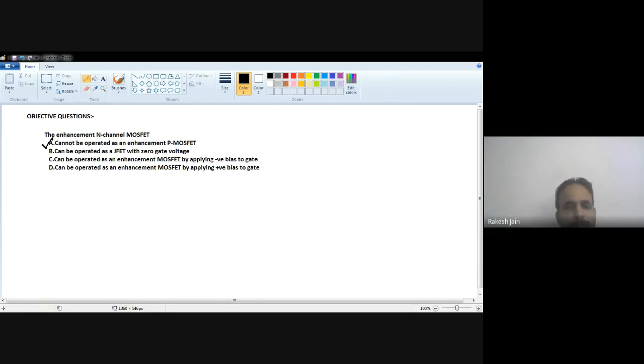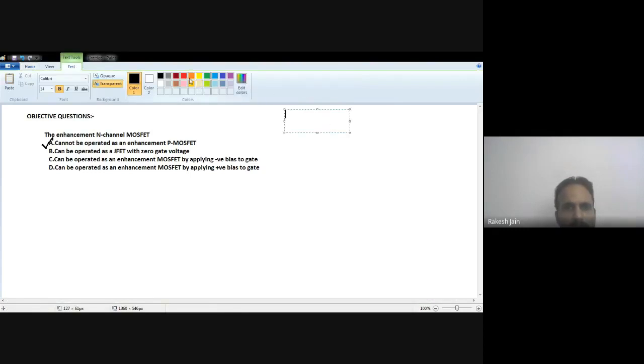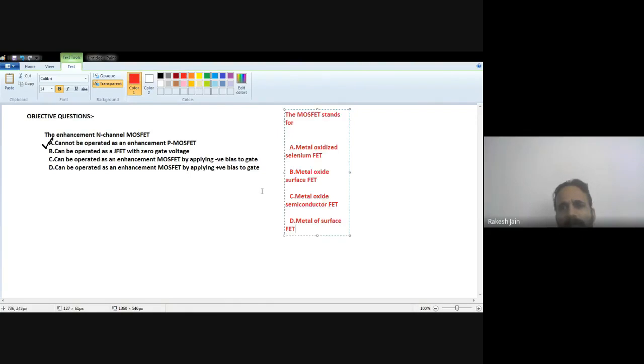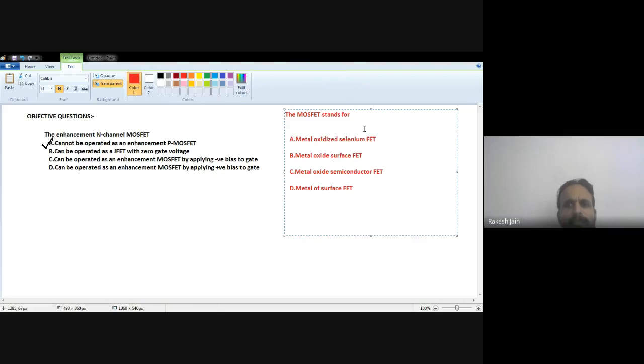Now see the second objective question, which is your MOSFET basic definition. This is your second question: MOSFET stands for. What is on the basic theory of the MOSFET? The MOSFET stands for, okay, this is a very simple question. What is the meaning of MOSFET?